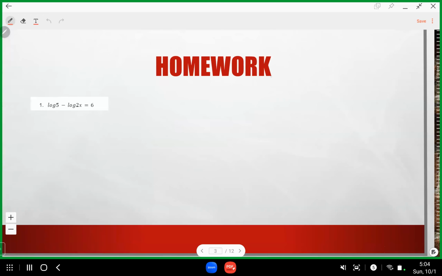Remember that log of x is equal to log base 10 of x. It's called a common log, and ln of x is equal to log base e of x. Those are shorthands, basically. Anyways, I'll give you a couple minutes to do so, and then we'll go over the homework.